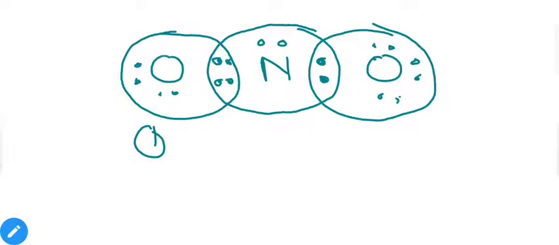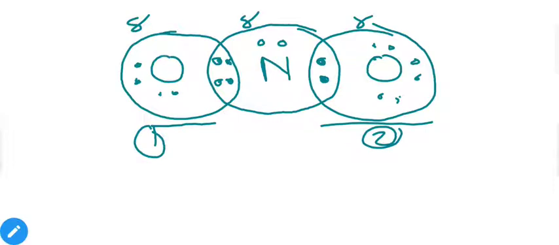Okay, so as we can see, now we have a total of 8 electrons in the first oxygen, 8 in nitrogen, and 8 in the second oxygen. So the octet of each element is complete. Now the same type of situation may also occur with the second oxygen as well. That means instead of the first oxygen, the second will share its electron pair.